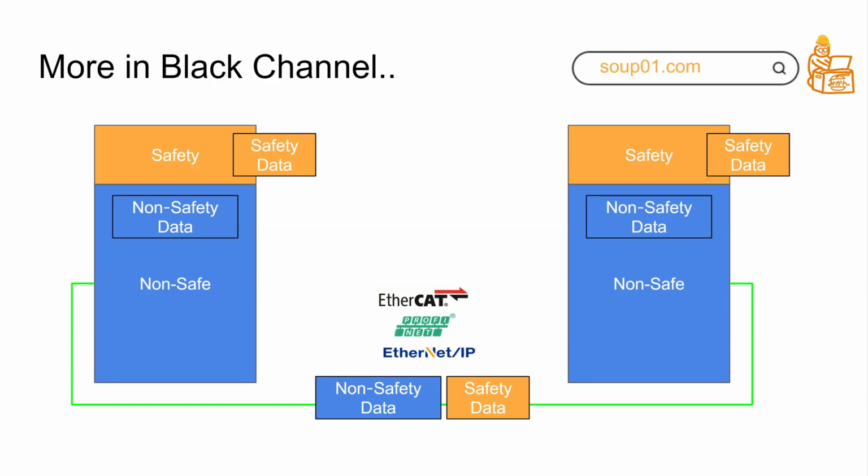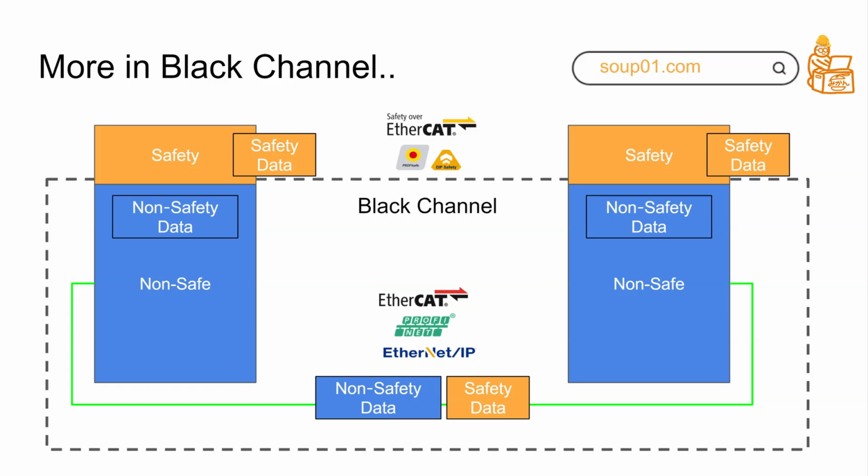As I told you before, it can be EtherCAT, it can be ProfiNet, it can be Ethernet IP, it can be anything. This time, for the safety part, we are talking about FSoE. And there's a very interesting thing I need to point out about the black line here: the black channel is the line between the safety and non-safety.